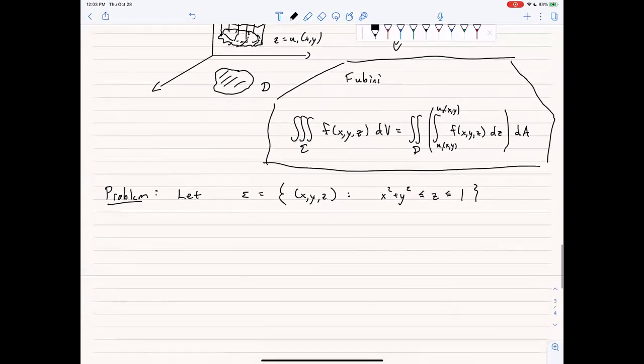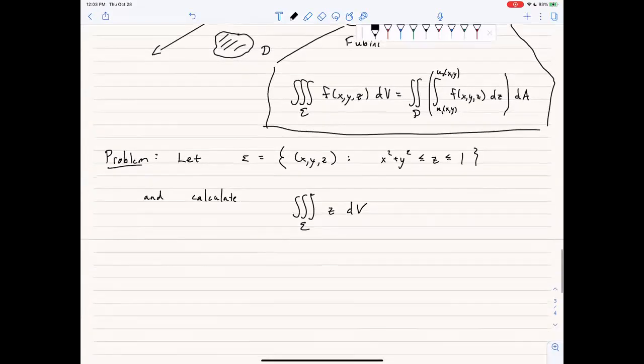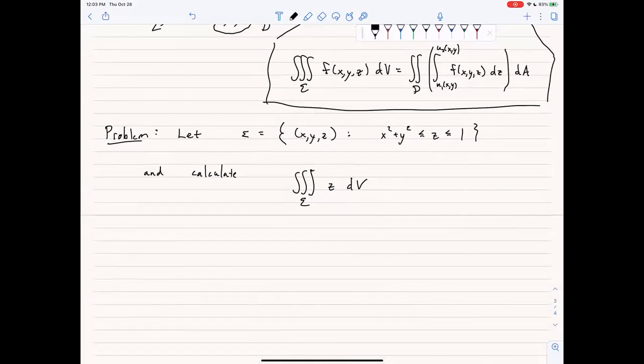Close to the same idea. So let's calculate the following triple integral. Take the triple integral over E of z, just a simple function. As you get more variables involved, even simple functions become more complicated. So this is a triple integral of just the function z, of height, essentially.